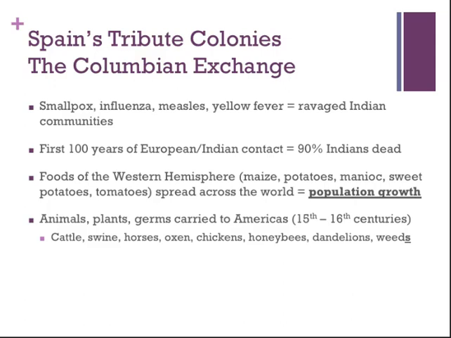There were foods that were also being transported between these two locations, Europe and the Americas. We have maize or corn. We have potatoes, manioc, sweet potatoes, tomatoes, and with this spread of goods came greater population growth. They also had animals that were being transported from one to another, and some of these animals and plants carried germs and different things between the 15th and 16th centuries to America. So you have cattle and swine and horses, oxen, chicken, honeybees, dandelions, and weeds that are now being transported to and from each other.